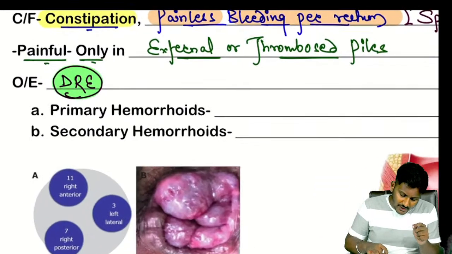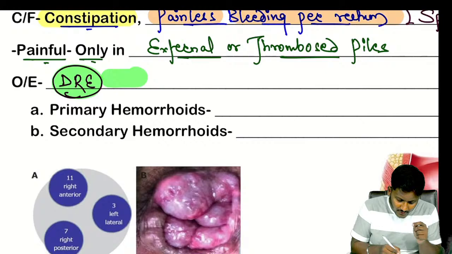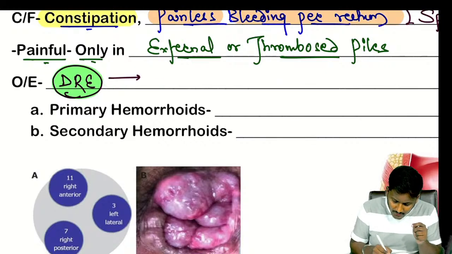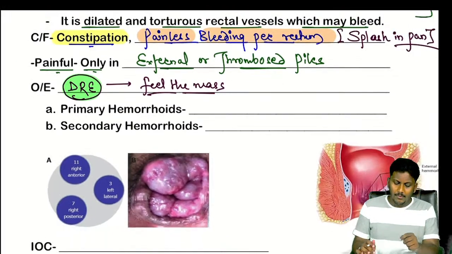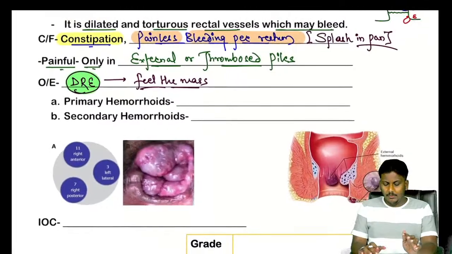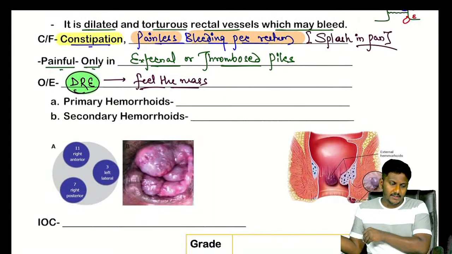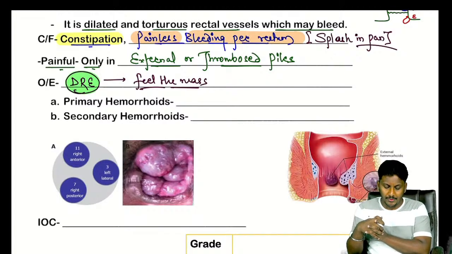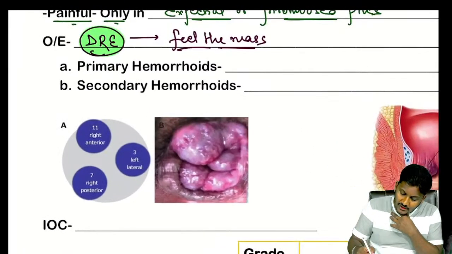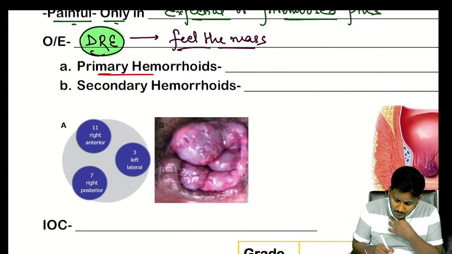Please remember, when we do a digital rectal examination, we try to feel the mass. We will always try to feel the mass over here, beta. Now, please remember, beta, we can assess with the help of a DRE or the next investigation, known as proctoscopy, whether the hemorrhoids are primary or secondary hemorrhoids. Now, what is the difference between primary and secondary hemorrhoids?